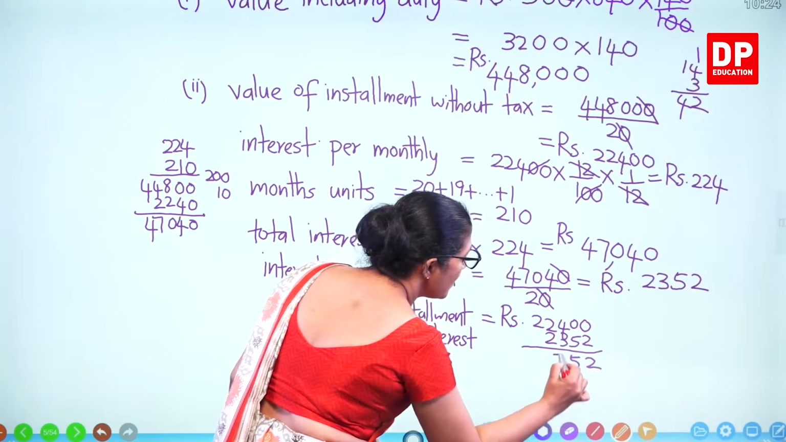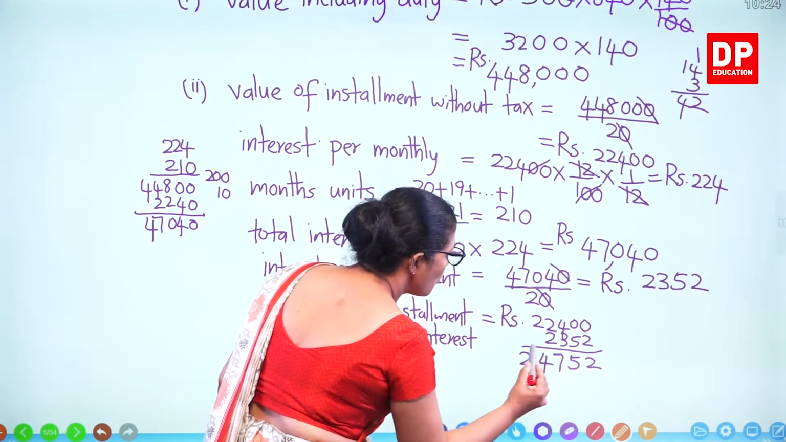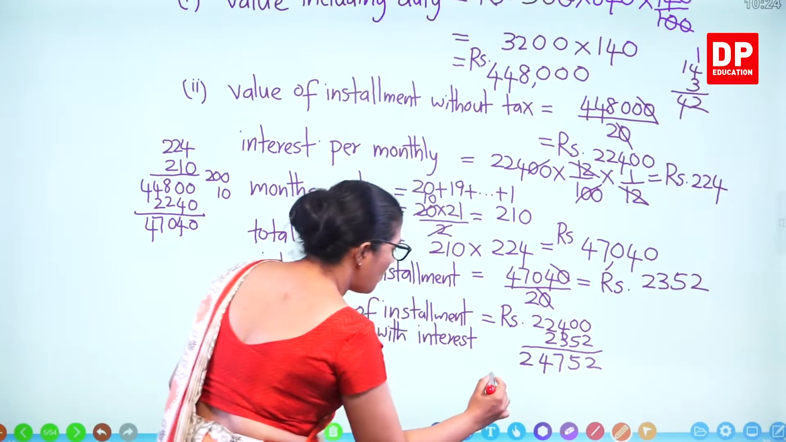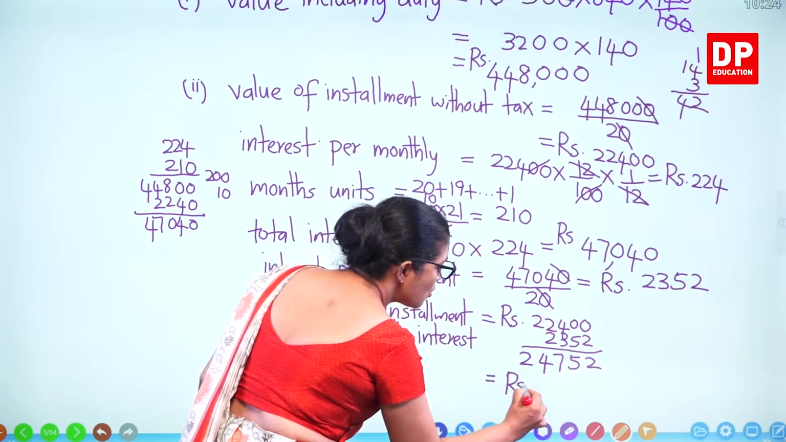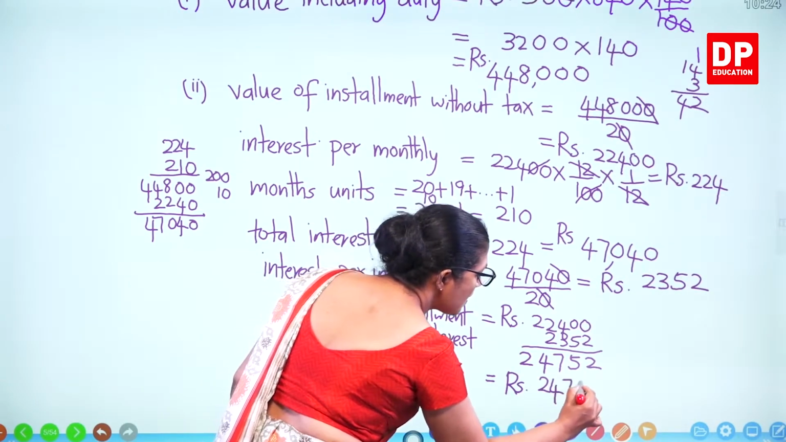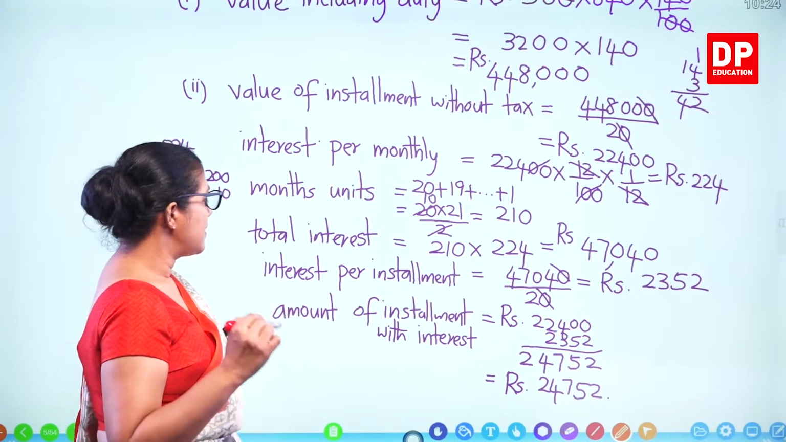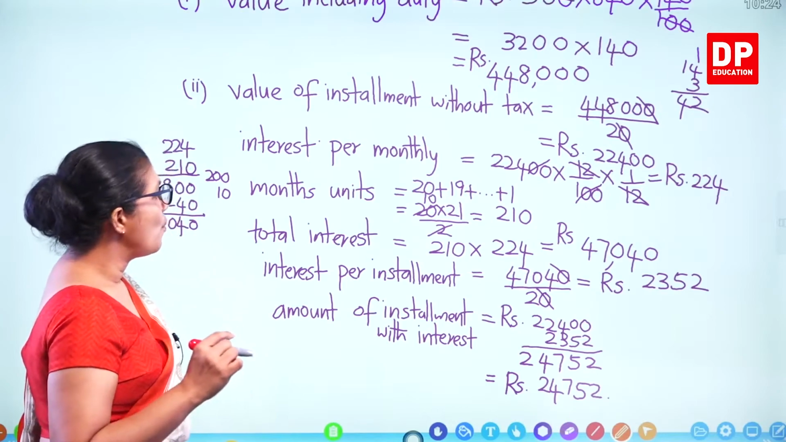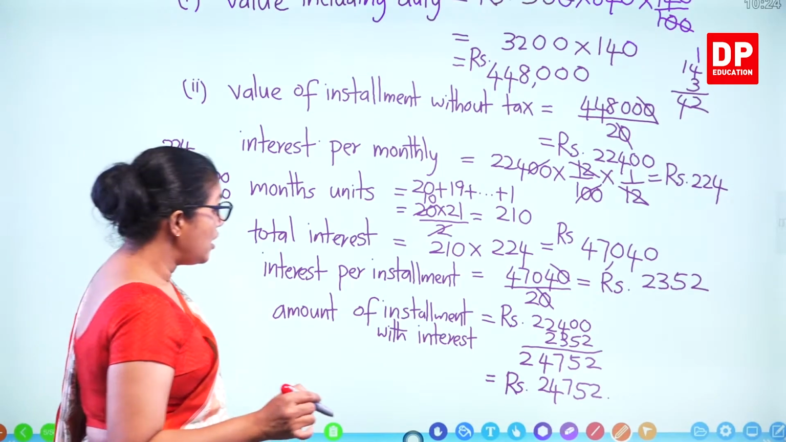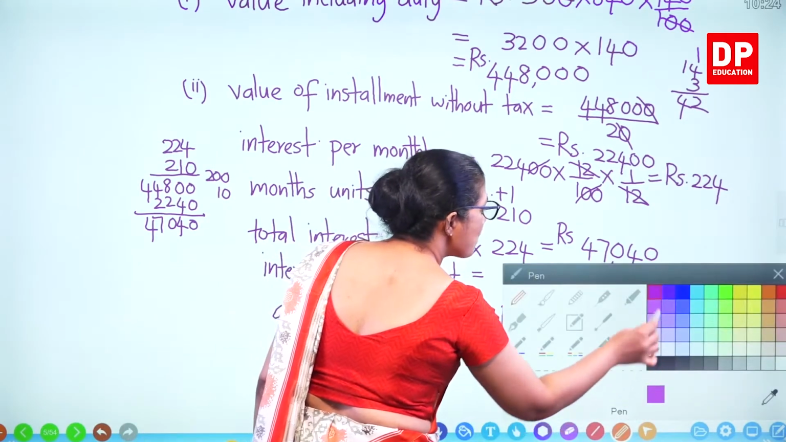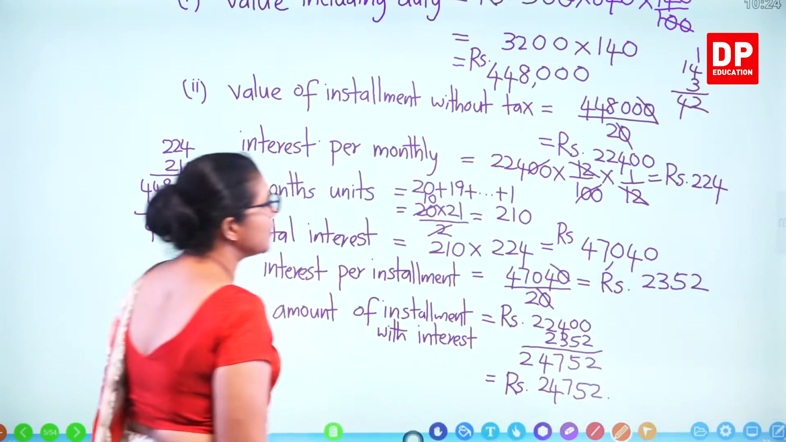$25742. So that's the amount. 24,752 rupees is the amount of installment with interest. So we need to give marks now. So 10 marks for the whole question.